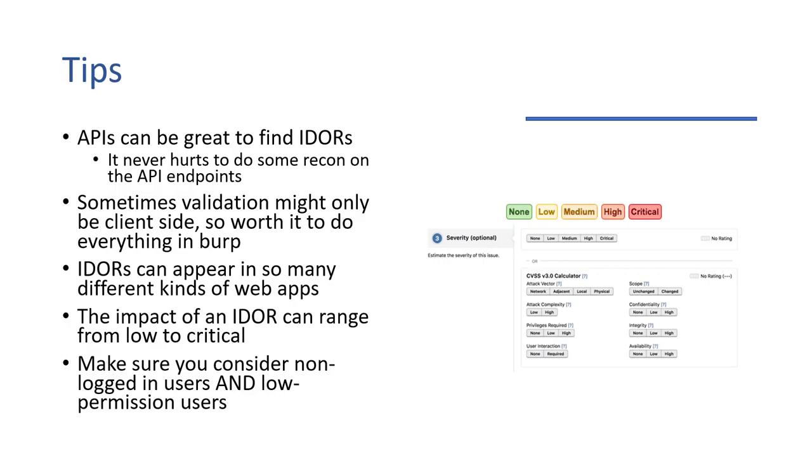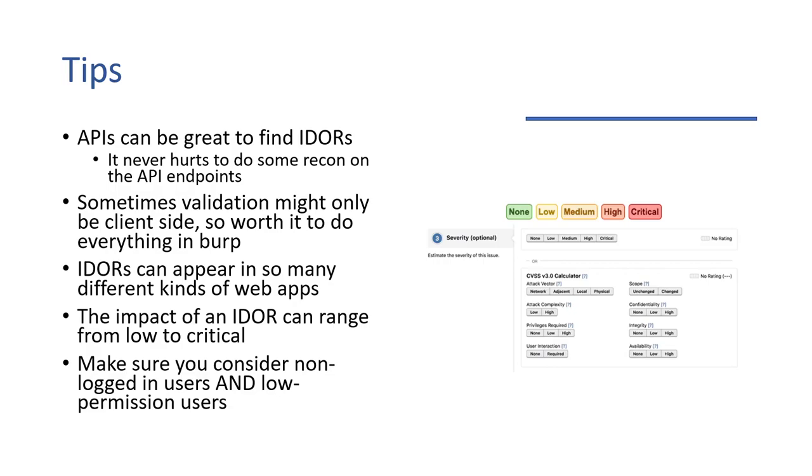Which goes to my next point. Validation might only be client side, especially in mobile apps. There may only be basic client-side validation in the application itself, with the app assuming that what it sends to the server is going to be correct and validated. And IDORs can appear in so many different types of web apps. There is no web app where an IDOR might not be, because there are so many different types of IDORs, whether that's looking at permissions, or, I don't know, anything really.